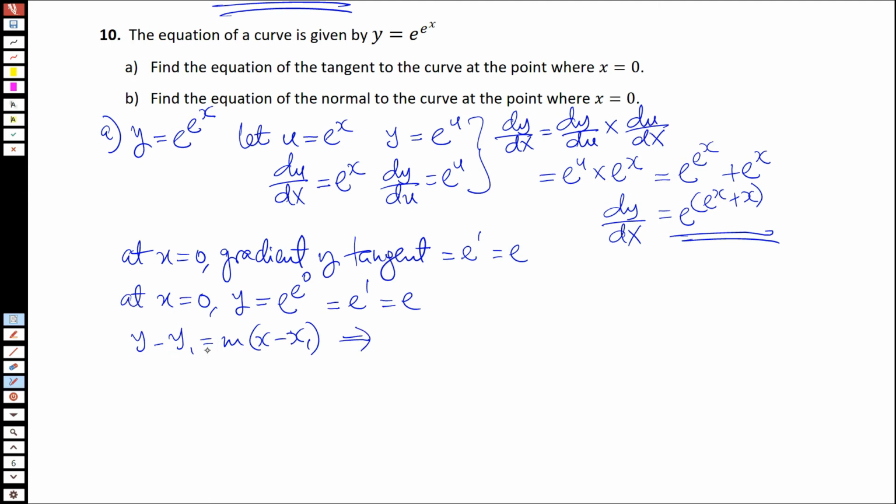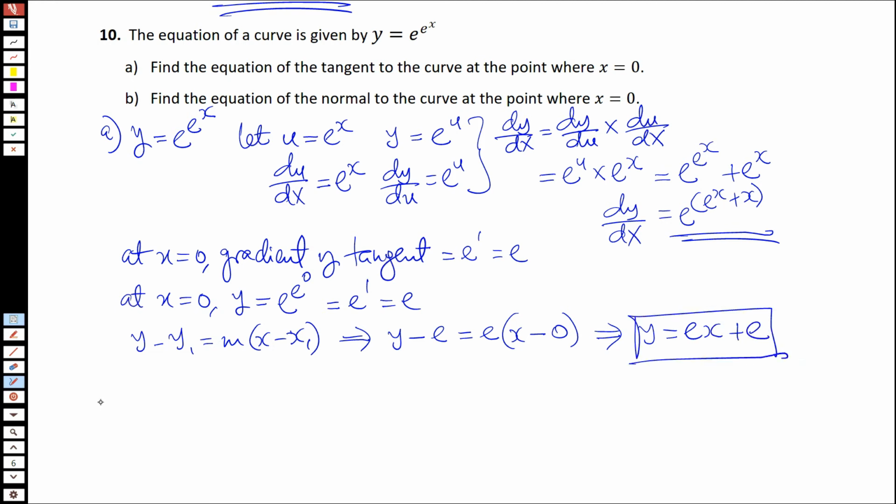So basically, here we know y1 is e, x1 is 0, and the gradient is e. So that means that y minus e will be equal to the gradient, which is e, into x minus 0, and therefore y will be equal to e multiplied by x plus e, and that will be the equation of the tangent.